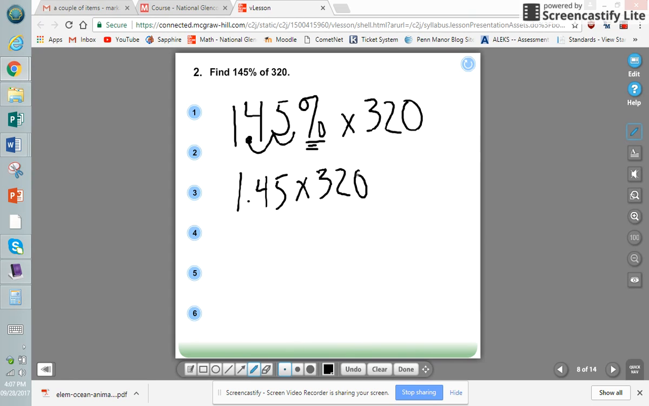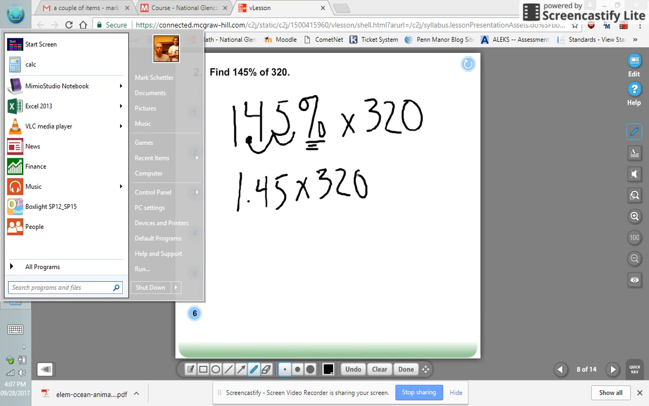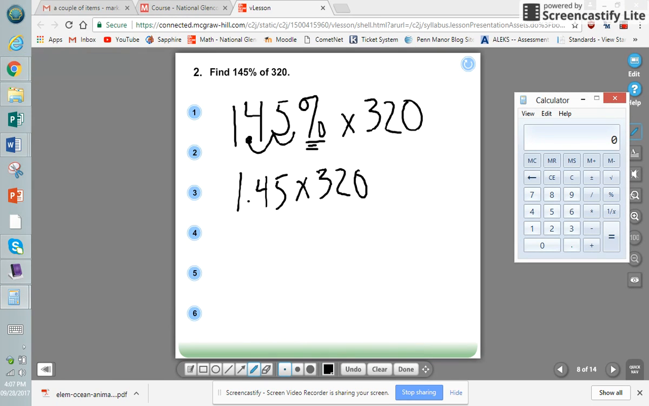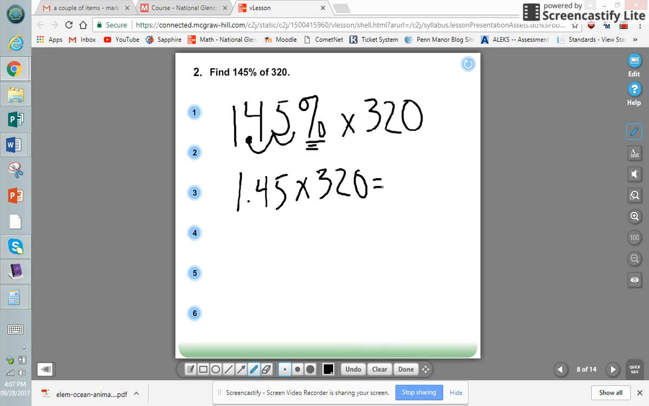My math brain is telling me this number is going to be bigger than 320 because it's 145% of something, which is bigger. So let's get a calculator back out here. So over here, 1 and 45 hundredths times 320 equals 464.